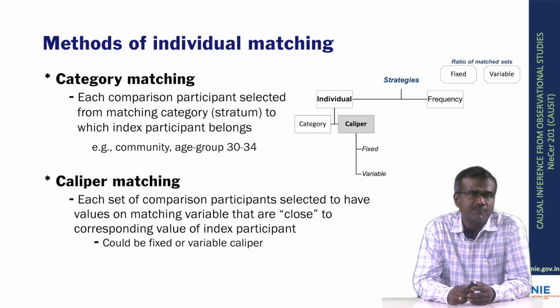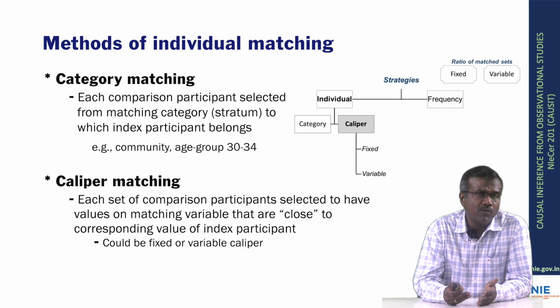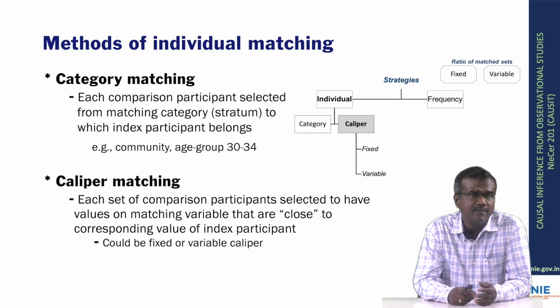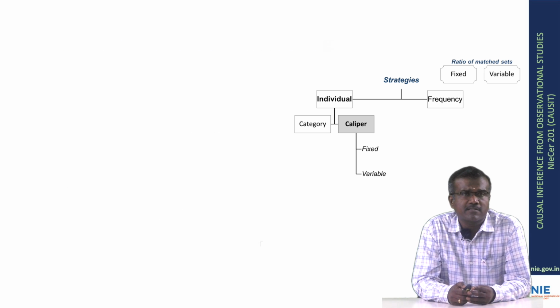Caliper matching refers to each set of comparison participants selected to have values on the matching variable that are close to the corresponding value of the index participant. It could be fixed or variable caliper. We will see in detail in the next slide.